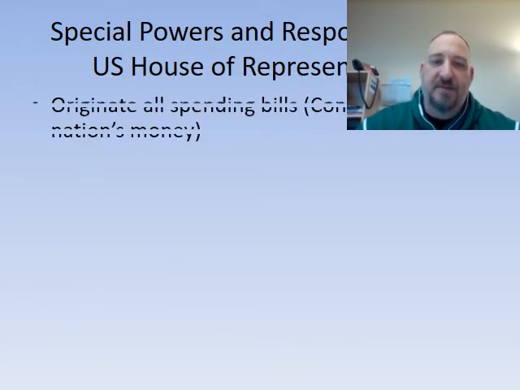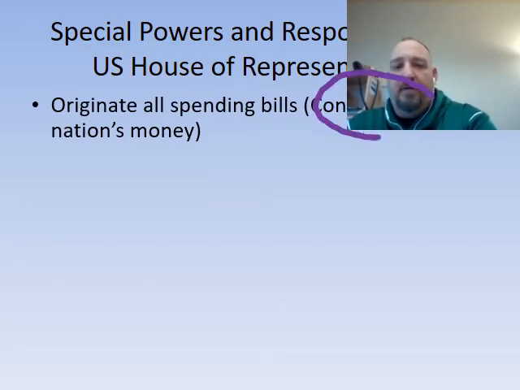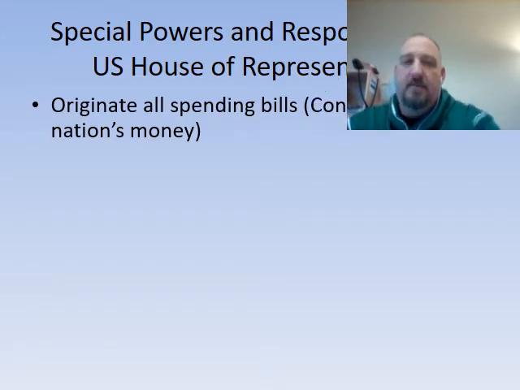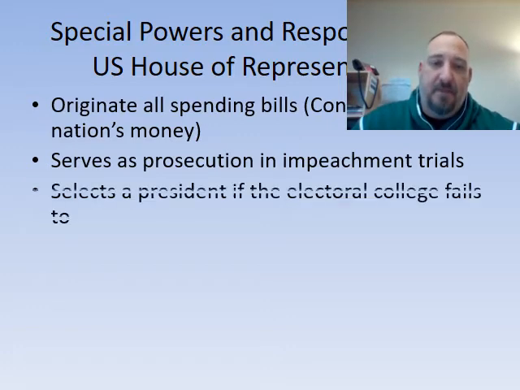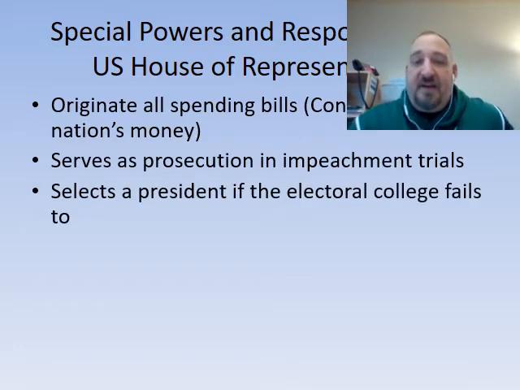Specifically for the House of Representatives, then, they originate all spending bills, so they control the nation's money. It serves as a prosecution in impeachment trials. So the Senate would serve as a jury, and the House of Representatives would serve as the prosecution. They select a president if the Electoral College fails to. This is more important than the vice president one.